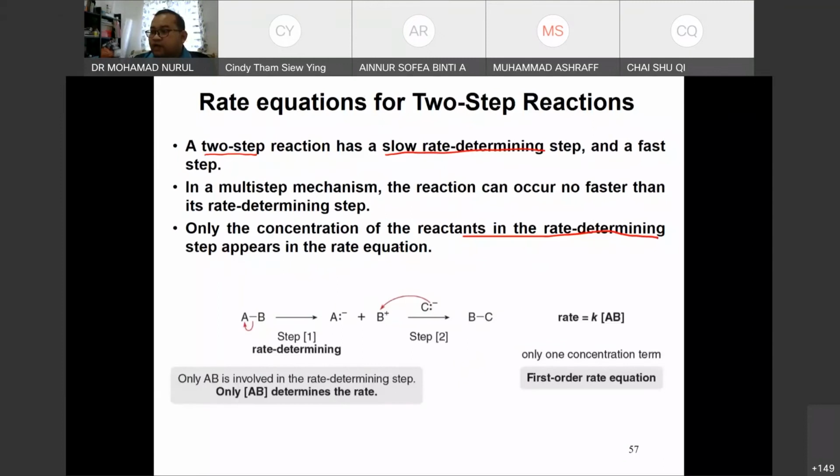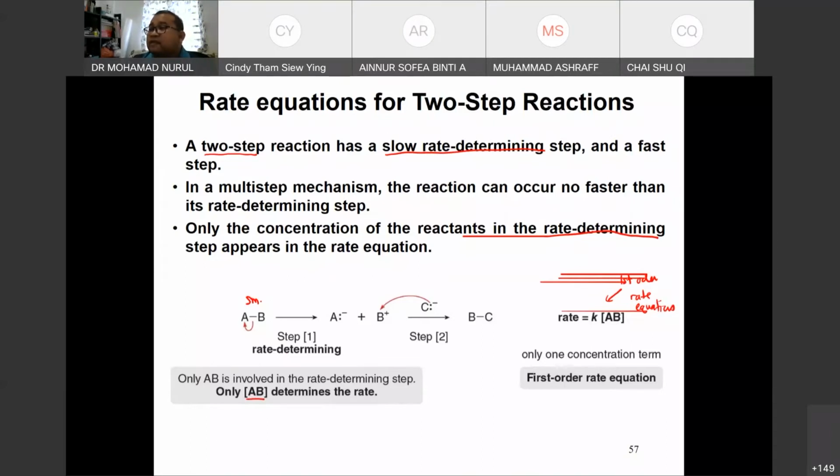So for example, this is A and B. Step 1 is the rate-determining step. So there is only one concentration term, which depends on the concentration of A and B as the starting material. In this case, this is a first-order rate equation. It depends 100% only on the A and B concentration.